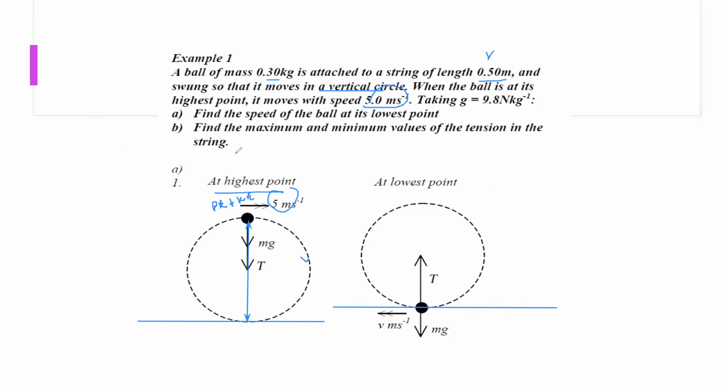So if I mention the highest point as A and the lowest point as B, which form of energy it will have? Because at lowest point, it will have only kinetic energy. It will not have any potential energy. So what I can do, I can say the total energy at A is equals to total energy at B. So energy at A will be equal to energy at B. What is the total energy at A?